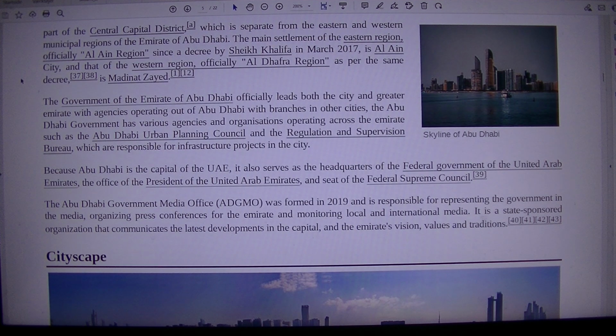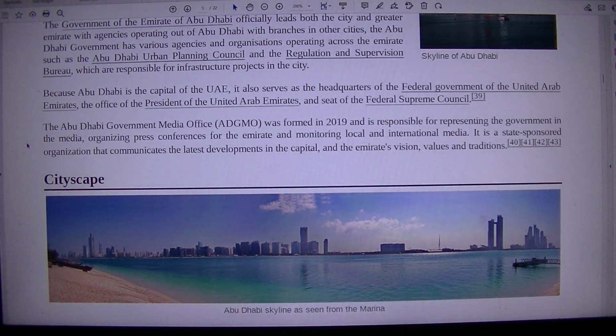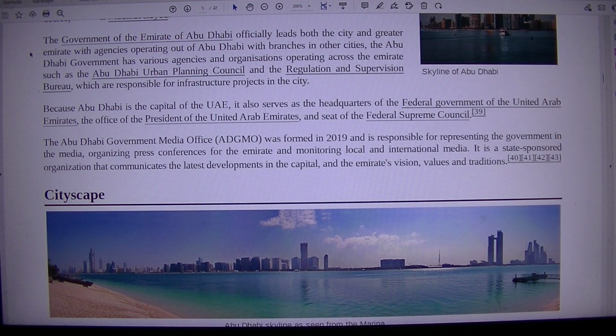The government of the Emirate of Abu Dhabi officially leads both the city and the Greater Emirate, with agencies operating out of Abu Dhabi with branches in other cities. The Abu Dhabi government has various agencies and organizations operating across the Emirate, such as the Abu Dhabi Urban Planning Council and the Regulation and Supervision Bureau, which are responsible for infrastructure projects in the city.